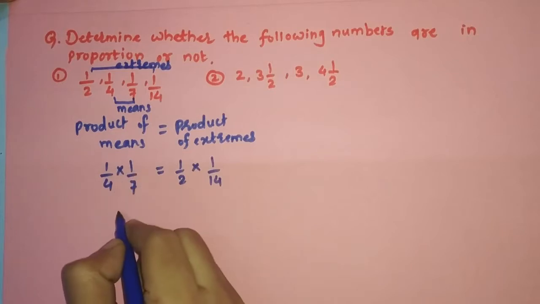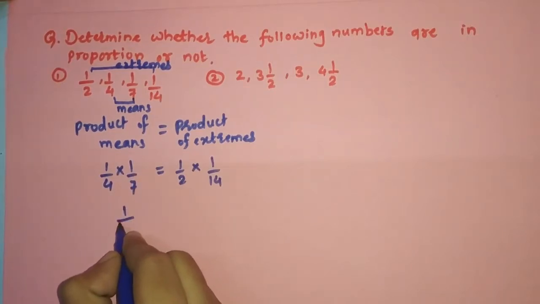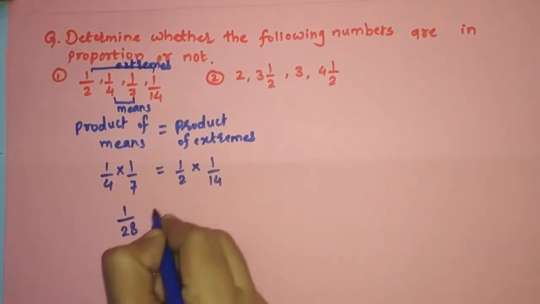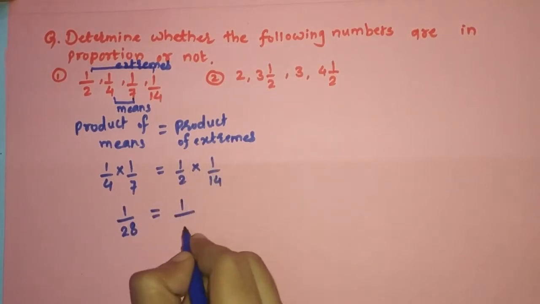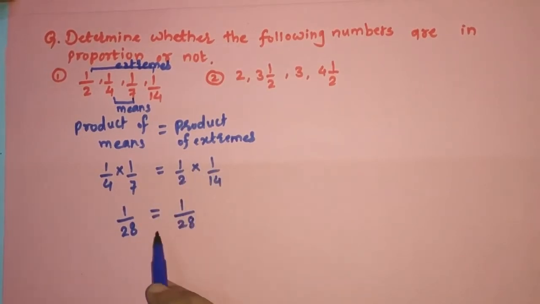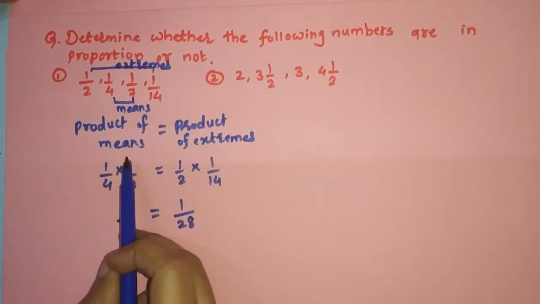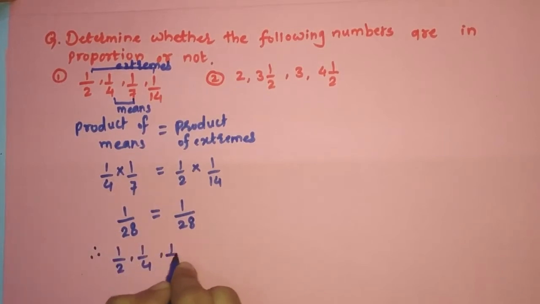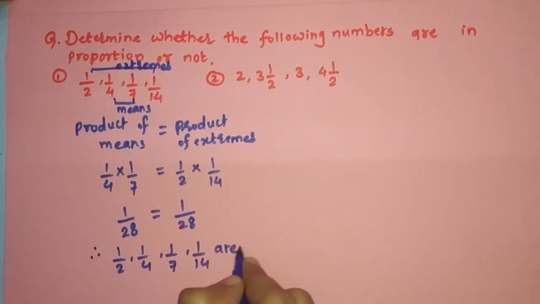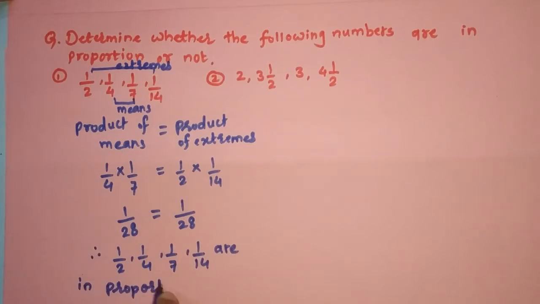So here we'll take the product of numerators, that is 1, and denominators, that is 28. And here also we'll take the product of numerators and the product of denominators. So we have concluded that yes, the product of means is equal to the product of extremes. Therefore 1 by 2, 1 by 4, 1 by 7, 1 by 14 are in proportion. So these 4 numbers are in proportion.